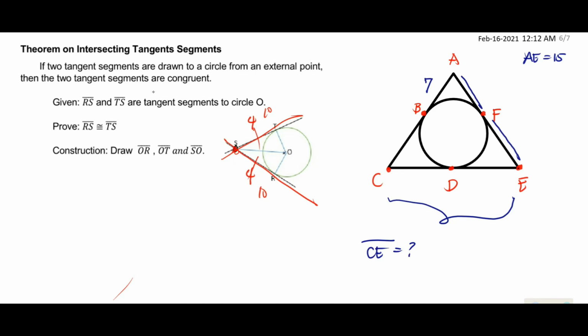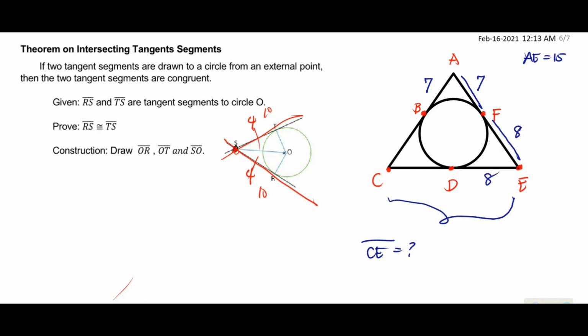Ayan, gagamitin mo lang tong theorem, intersecting tangent segments. So, let's say, ito kasi si AB, ang kaparehas niya is si AF. So, this will become 7. Eh, meron kang given dito, if AE is 15. Therefore, this is how many? 8. So, this is also 8.